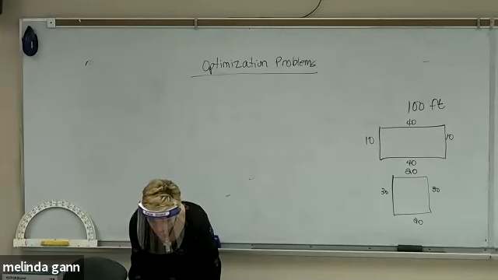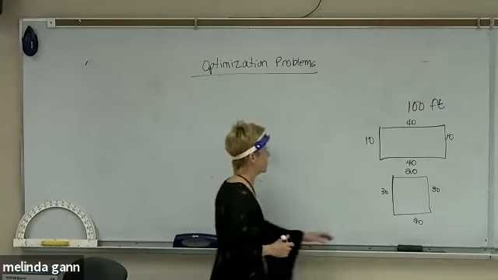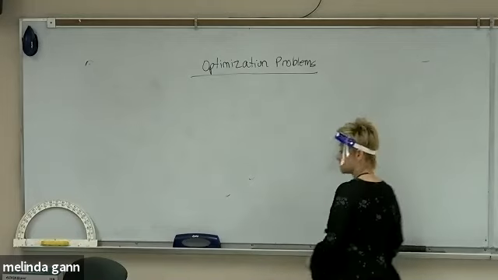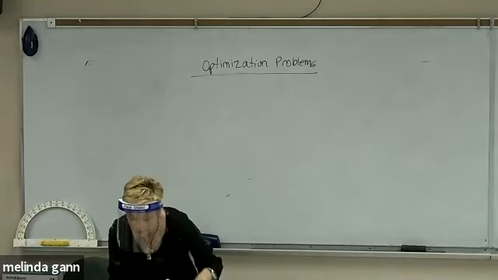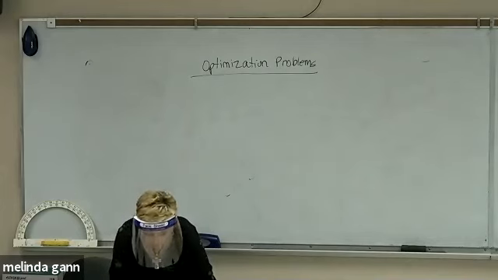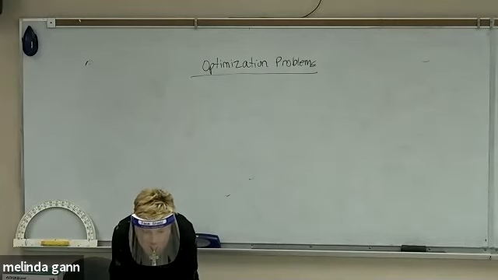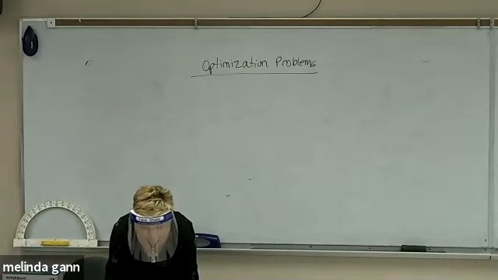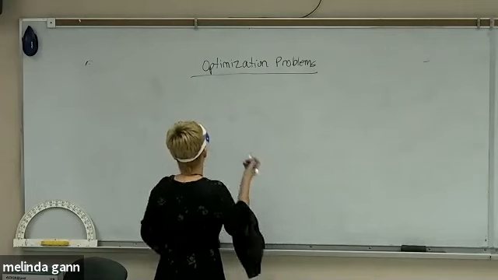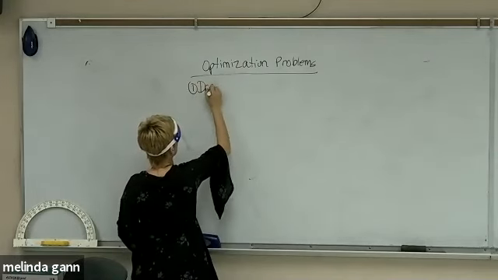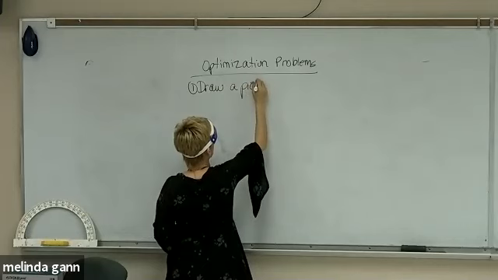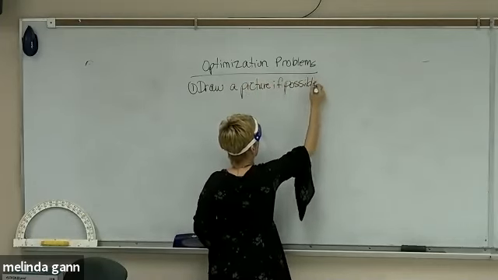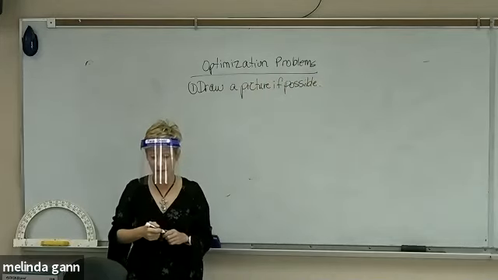Now, listen to what it says. Then we'll write some steps down in just a minute. So, optimization word problems. Now, I'm a visual learner, so my first step is always to draw a picture if possible. You don't have to do that. That's just my suggestion. If you're not a visual learner, that might not be helpful, but that tends to be what I do.